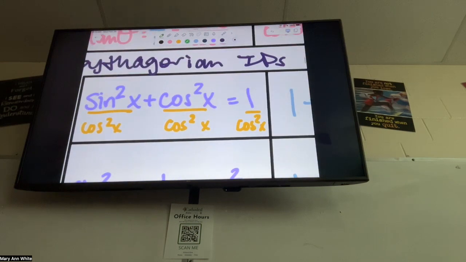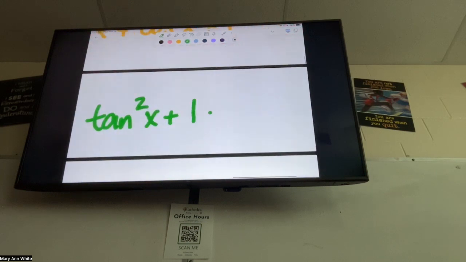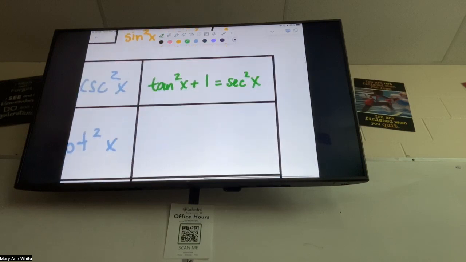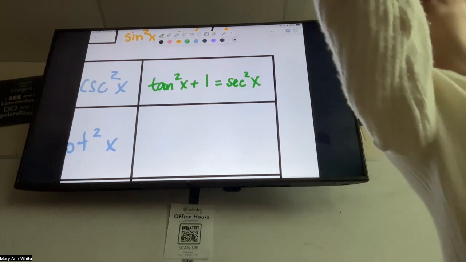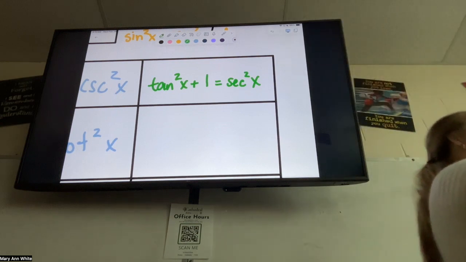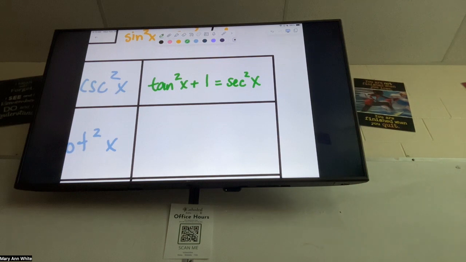What's cosine squared divided by cosine squared? 1, good. And then what's 1 divided by cosine squared? Secant squared. There she is. Okay. All right, now we're gonna take each of these and solve to get the different parts all by itself. Yes, grab one of each of those and then get out a blank piece of paper.